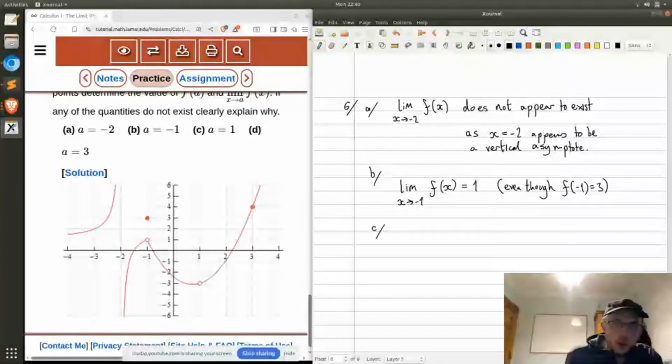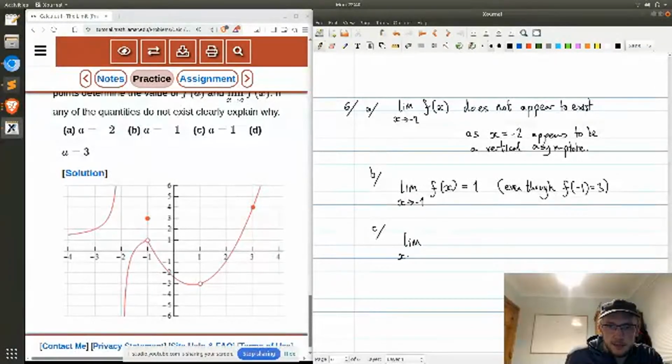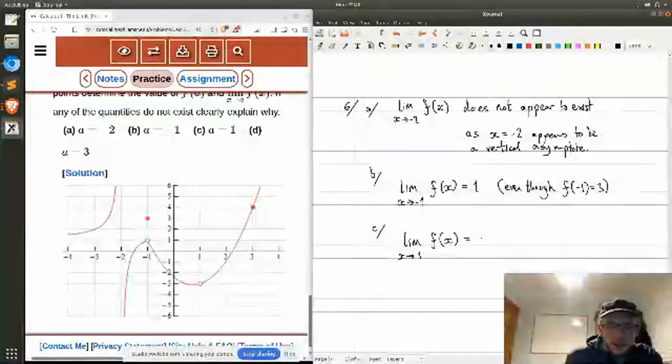next up is this. This is a discontinuity, or so it appears to be. No, it is a discontinuity. It's a hole. It's a hole in the function, right? Okay, so the limit as x approaches 1 of f of x is apparently -3.